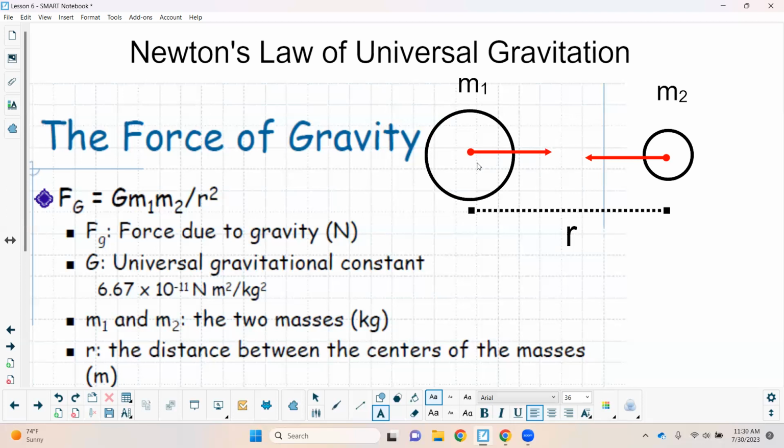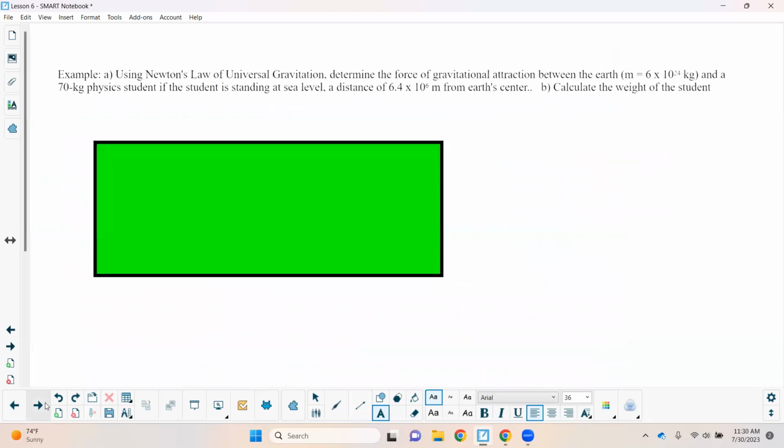But if these are big objects like the Earth or the sun, then you have to worry about that distance. It is significant. And then you have the distance between those two masses. Okay, so that is the equation. We're going to work through an example, and we're going to tie it back into centripetal ideas in a second here. Right, so let's try this problem.